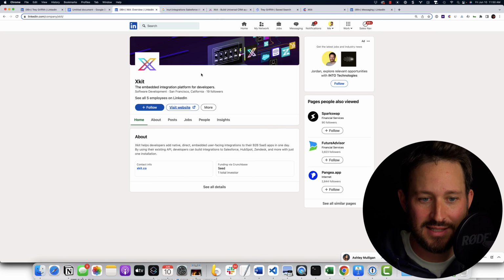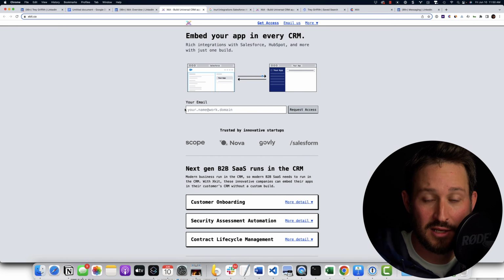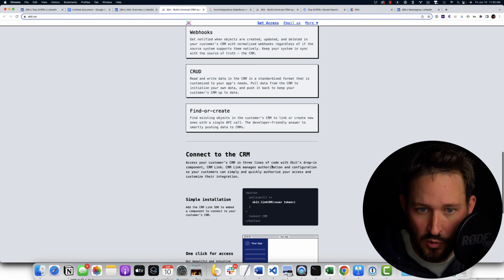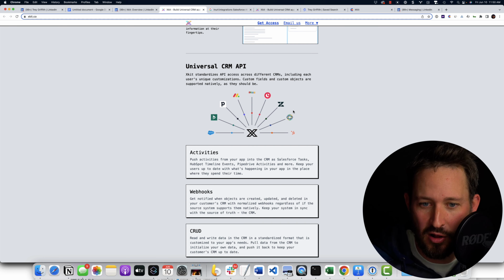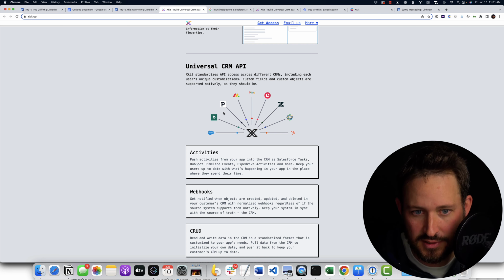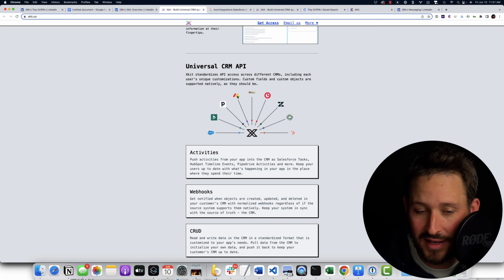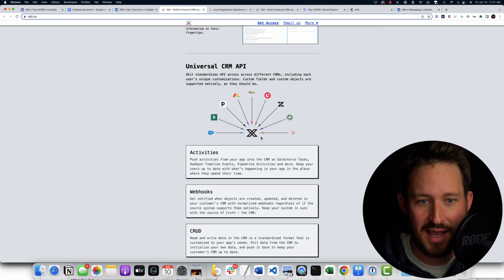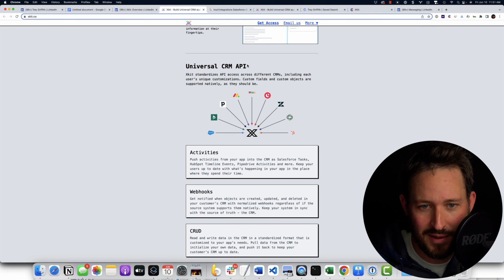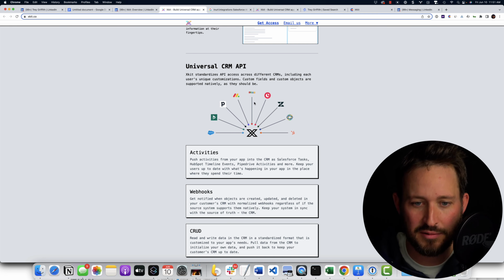Now, let's actually dig in a little further. Let's look at XKit's website so you have an understanding of what they do. There's one key graphic here, all of the things in XKit. Basically the value here is that you don't have to maintain a Salesforce integration, a Pipedrive integration, a Monday integration for whatever B2B SaaS app. The universal CRM API, it could not be said better than that.